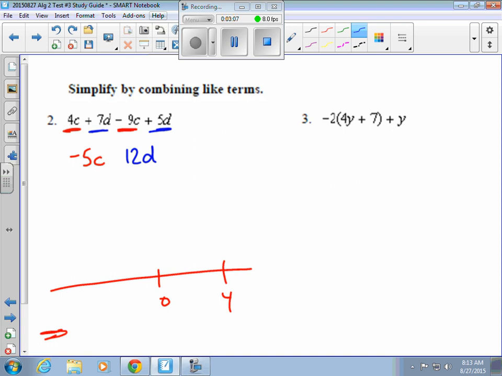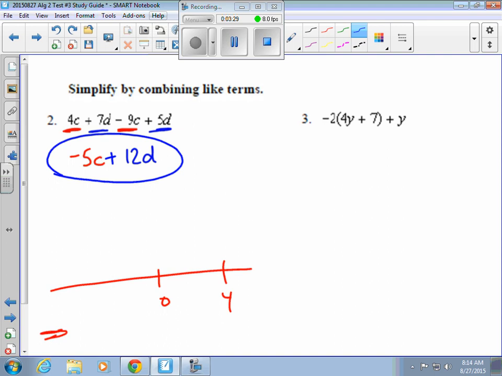We got a positive 12D. And since we got a positive, we'll put in a plus. Just like if we would have gotten a negative, we would have put in a minus. That's done. That's finished because we cannot add or subtract things that are not like terms. And in order to be like terms, they have to have the same variables. One is C in this case, the other is D.